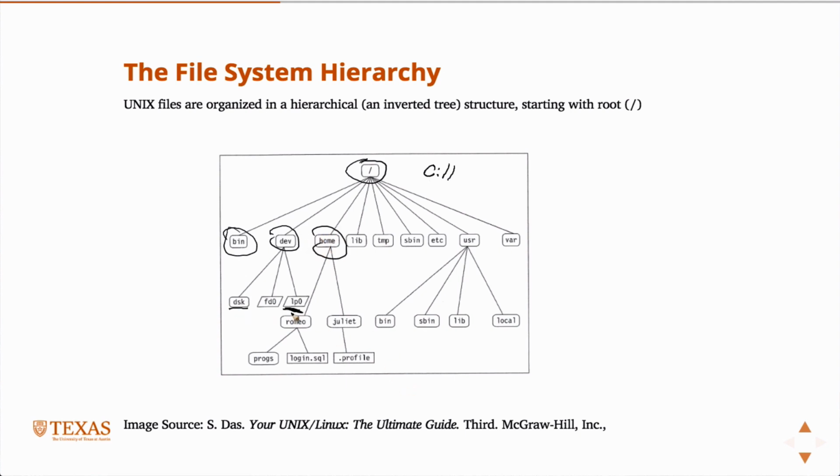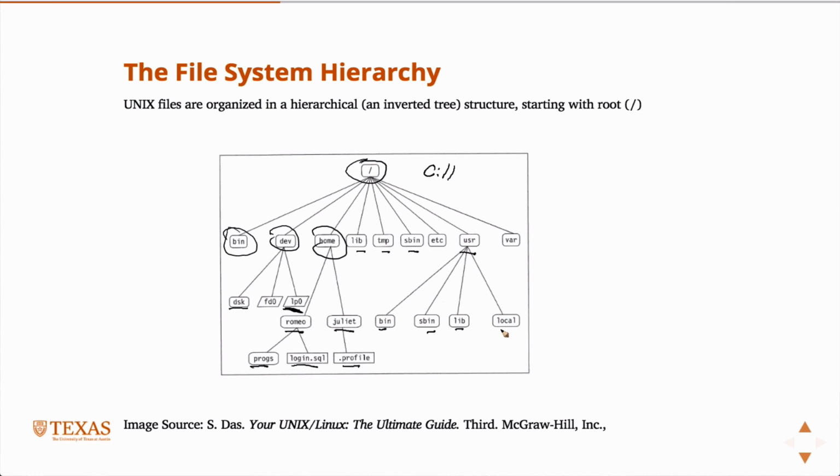Home is where your users are, so in this case there's two users, Romeo and Juliet, and then you see each of them have some files. So Romeo has a folder called programs and some kind of SQL database. Juliet has some .profile file in there. Then you have some system files where libraries and temporary files are created, and sbin is certain system executables. And then usr is where most of your programs are stored. So again, in bin and sbin and lib, these are binary executables, applications, programs, libraries that you would use.